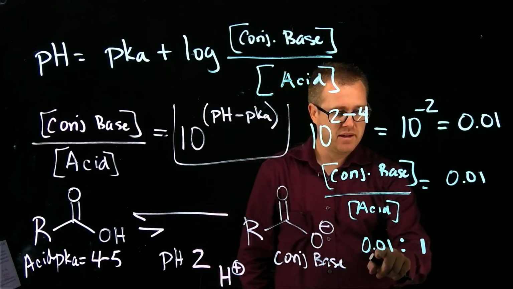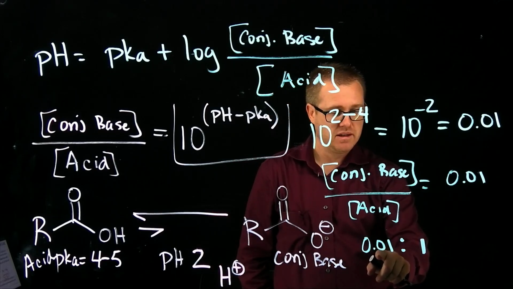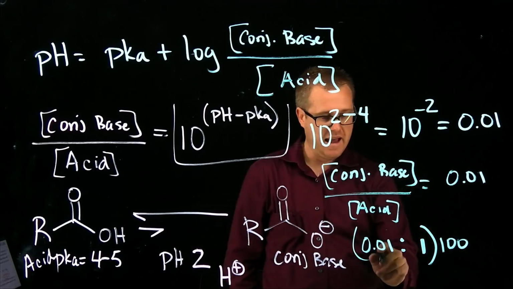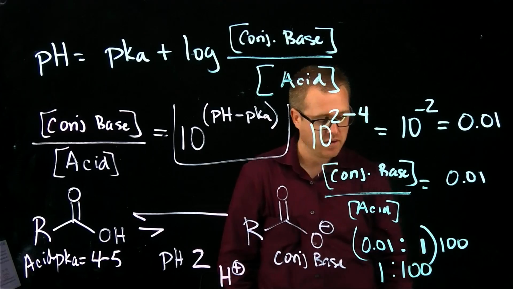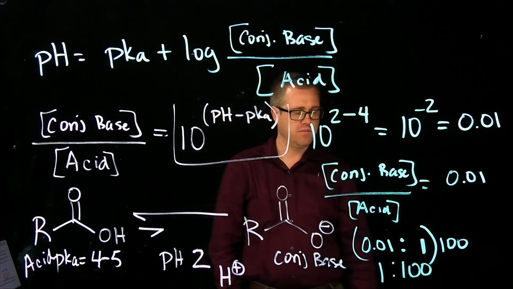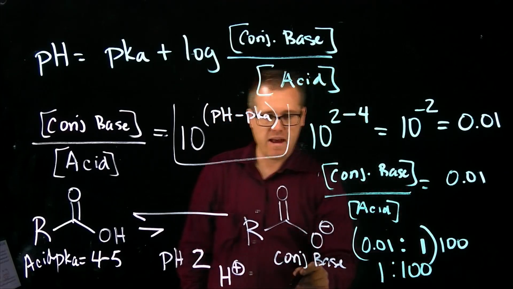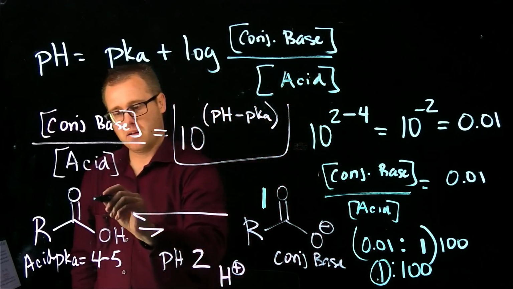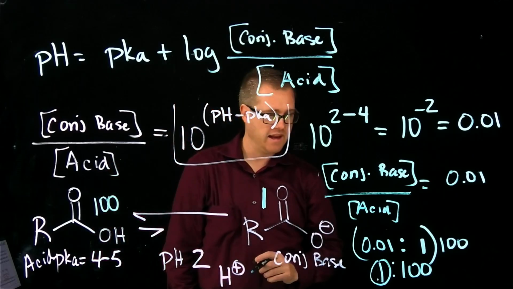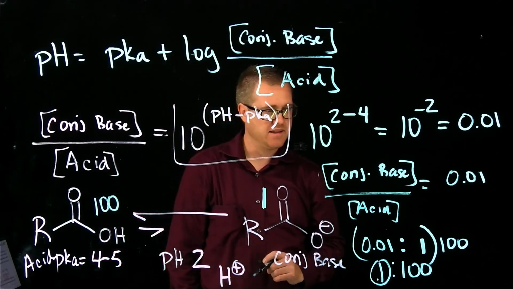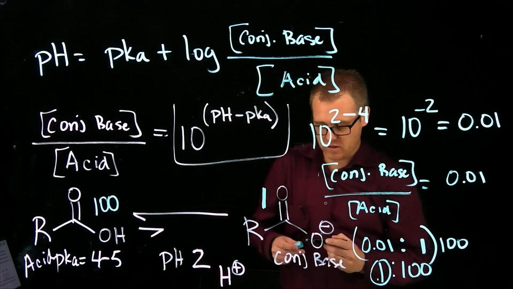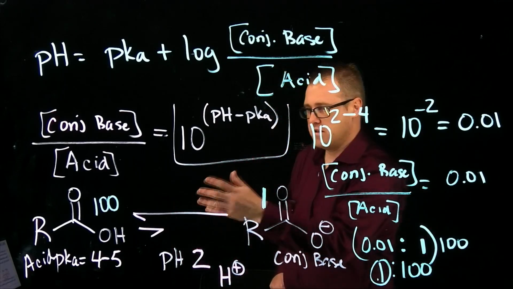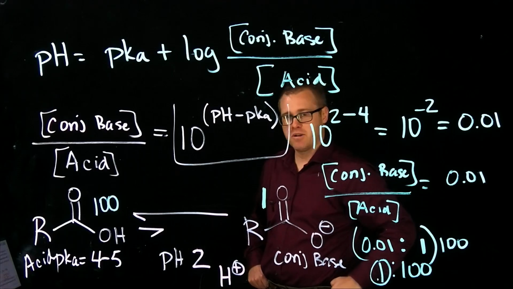Now I can change this to get rid of the decimals. I can times it by 100 to get this number right here to 1. If I multiply everything by 100, what do we get? It is now a 1 to 100 ratio. So what is that saying? For every one molecule of conjugate base, there are going to be 100 molecules of the acid. That's what that is saying. Isn't that cool? The Henderson-Hasselbalch equation gives us a value of how many molecules there are at equilibrium.